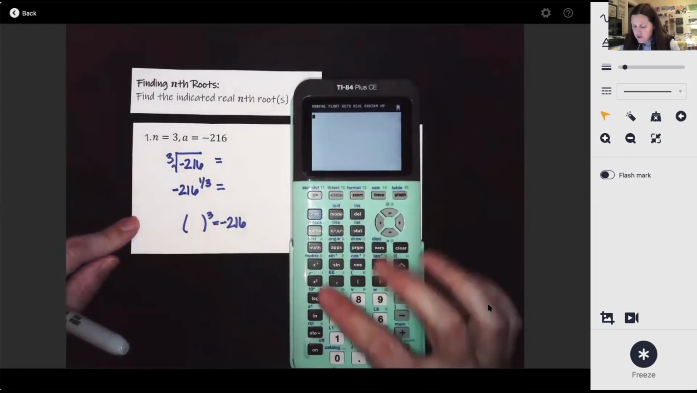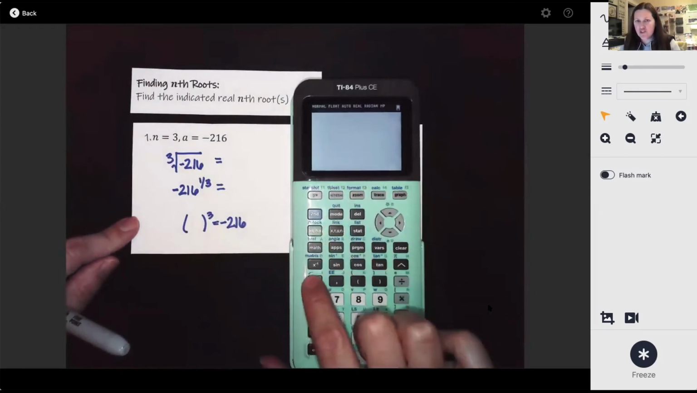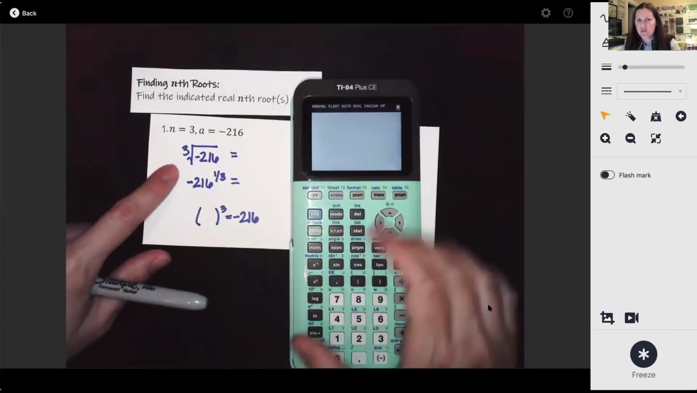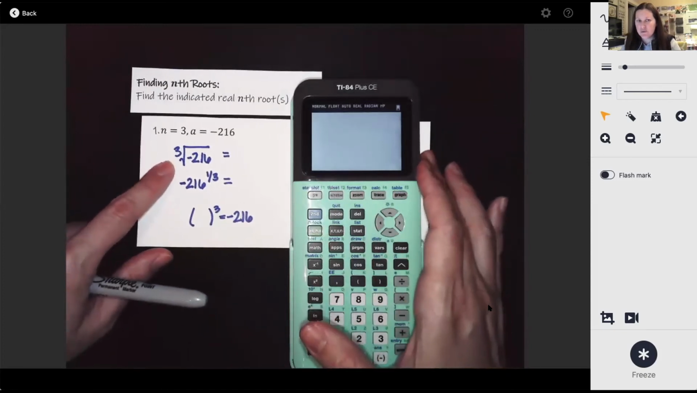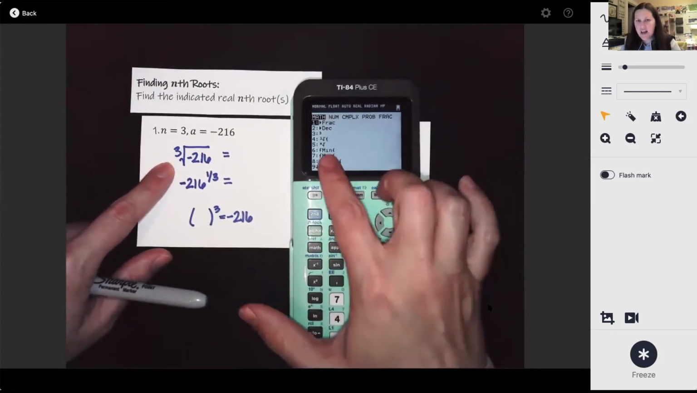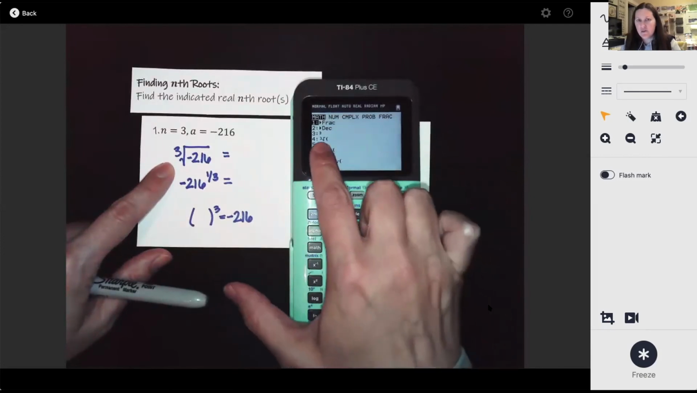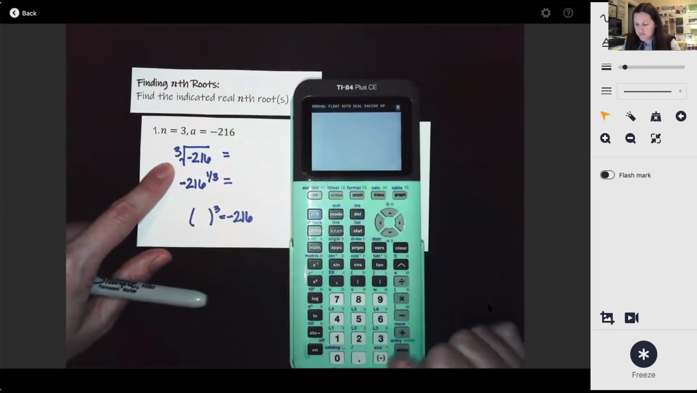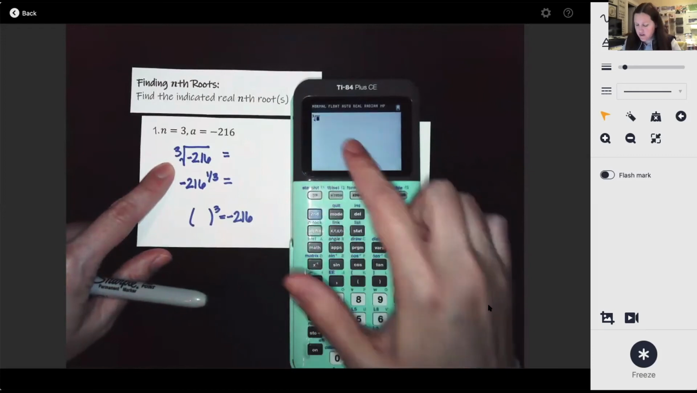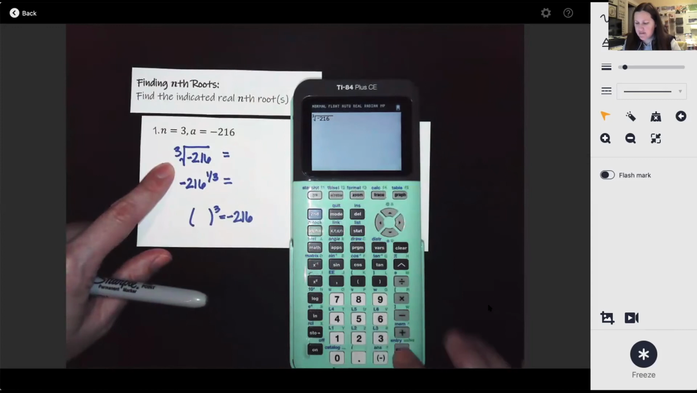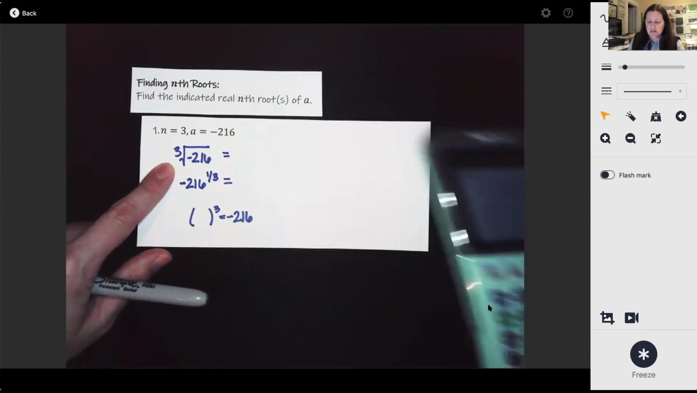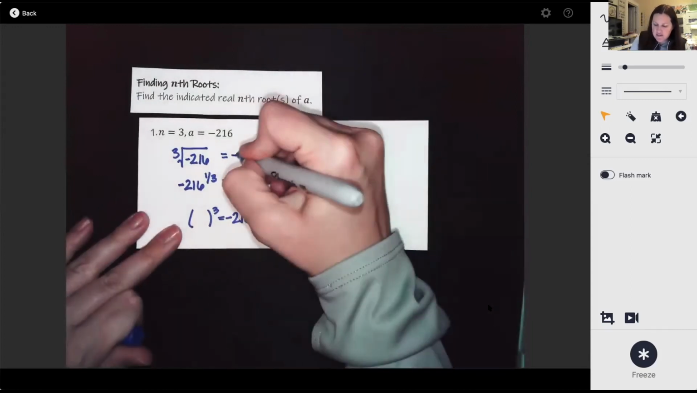On the calculator we have a square root, but this is not a square root. It's a 3rd root. If you go to the math menu, you happen to have a 3rd root. The 3rd root is number 4. It gives me that 3rd root, and I can just type in negative 216. And it's negative 6.